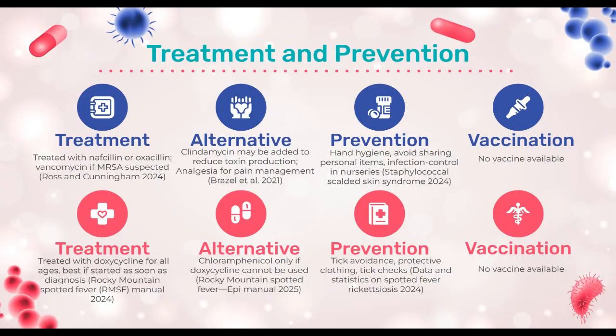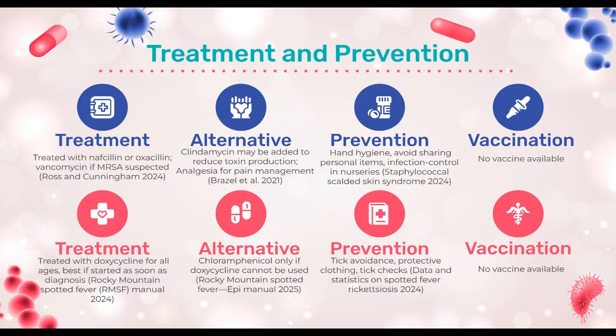For treatment and prevention, specifically for scalded skin syndrome, treatment includes nafcillin or oxacillin, and if MRSA is suspected, vancomycin is used. Sometimes clindamycin is added to help reduce toxin production. Supportive care includes IV fluids and pain control. Prevention focuses on hand hygiene, not sharing personal items, and strict infection control in hospitals. There is no current vaccine for this infection.